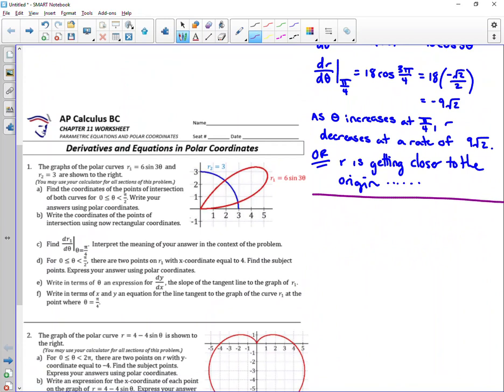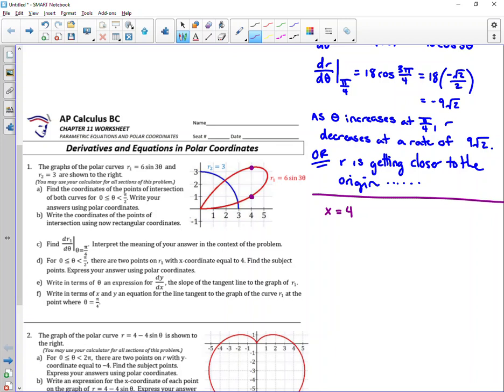Okay, next part. For theta from 0 to pi over 2, there are 2 points on R1 with an x-coordinate of 4. So we're really looking at these 2 points on R1 that have an x-coordinate of 4. Do you see it? Find the subject points. Express your answers using polar coordinates. Okay. So we know x equals 4. And we need to figure out the points, the polar points.